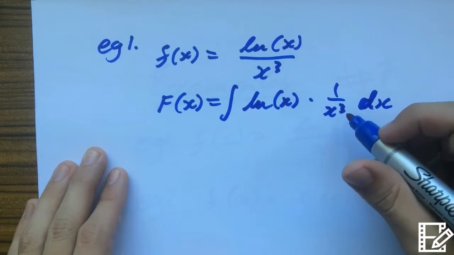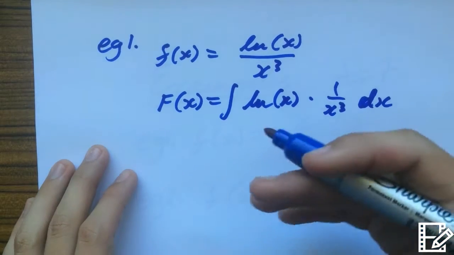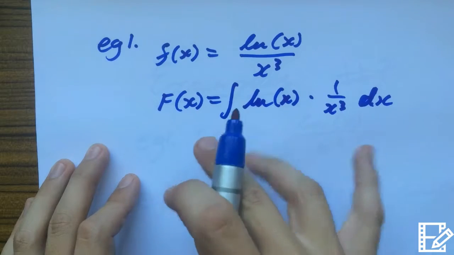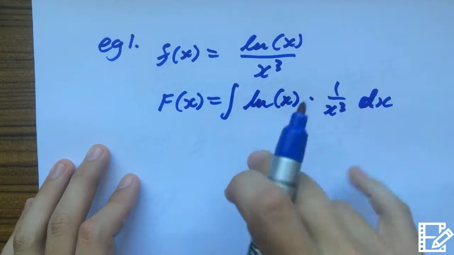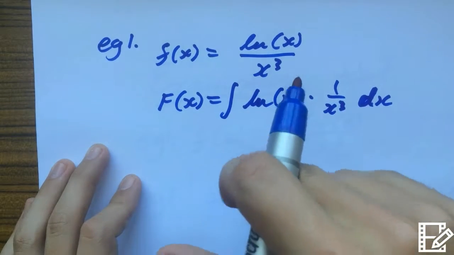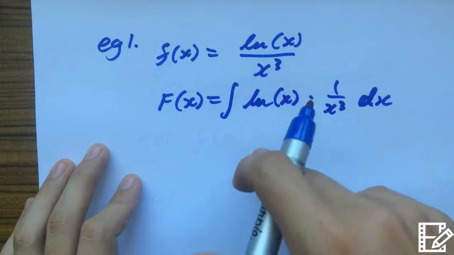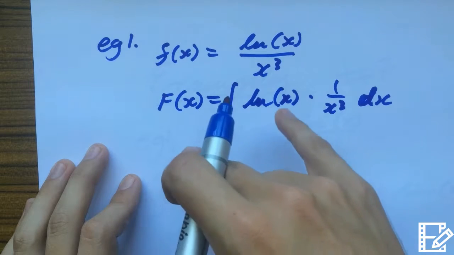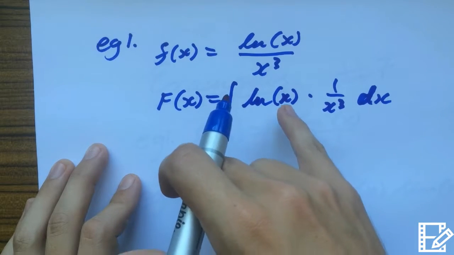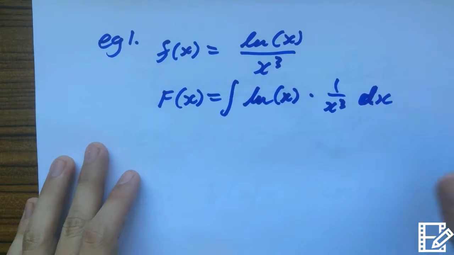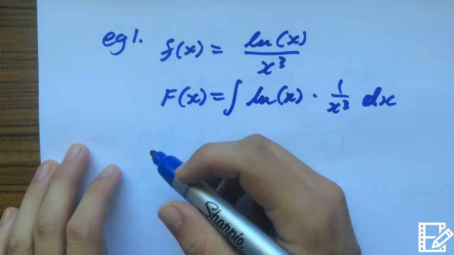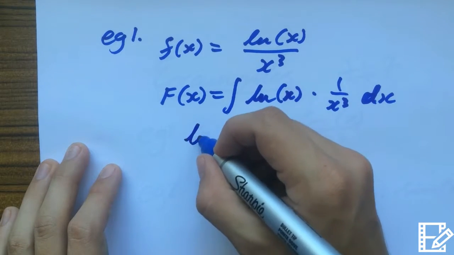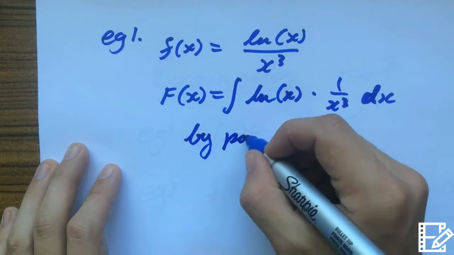Okay, this will be by parts, because this is a function times a function, and if we differentiate one of these, will it help get rid of the other? And the answer is no. So we're going to use by parts to solve this. So by parts.